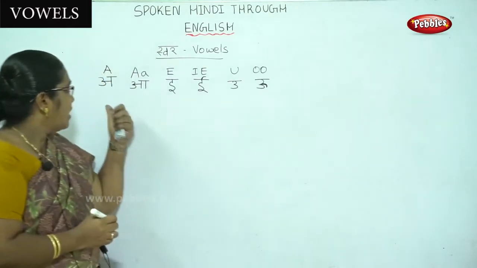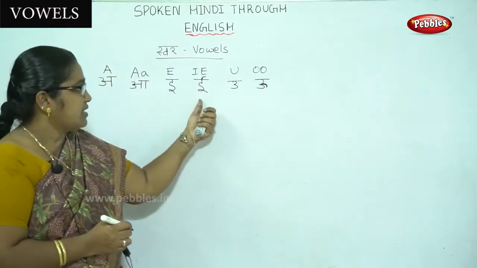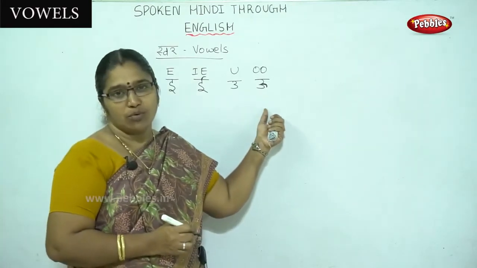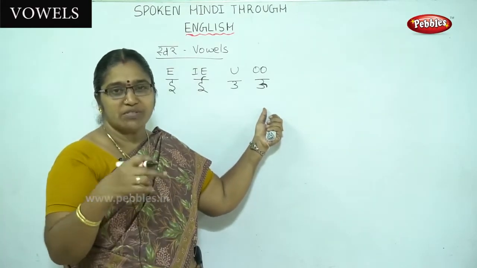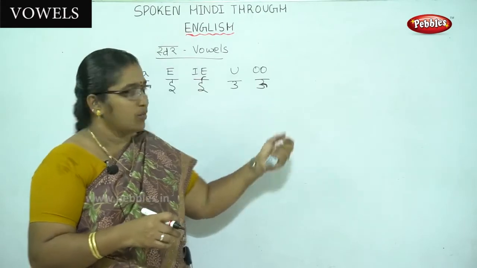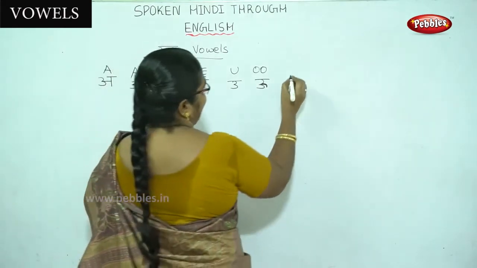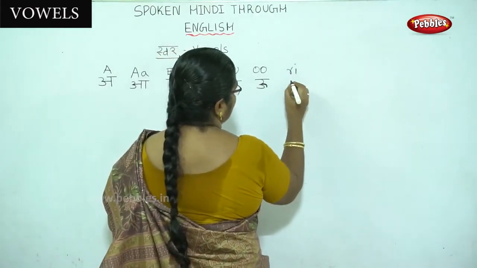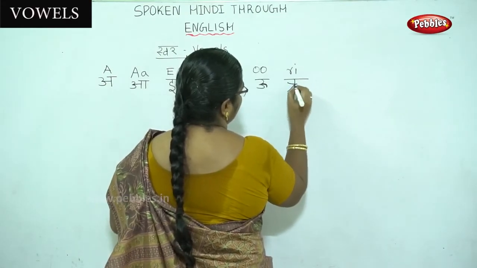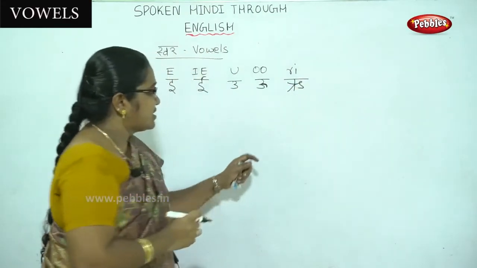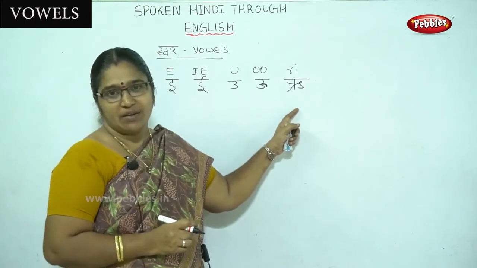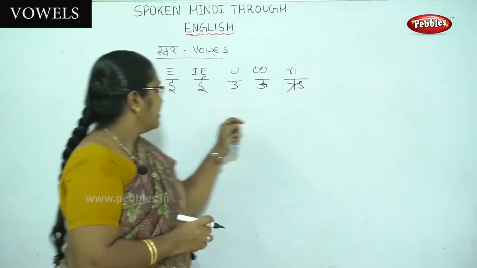See, A, E, U. We have to pronounce like this. The next one is Re. This is Re.